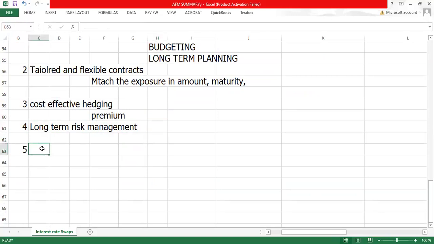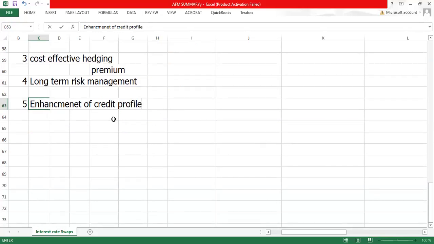Okay. So another point may be the enhancement of credit profile. Just imagine you don't have a good credit rating in another country. You don't have a good credit rating in another country. You can just use the other counterparty to overcome that issue.